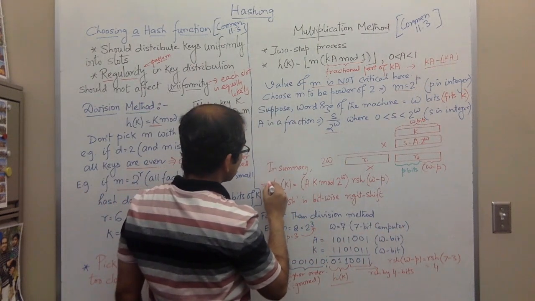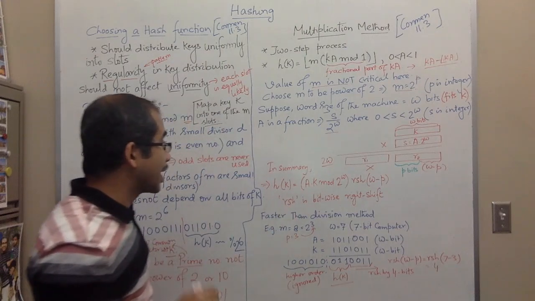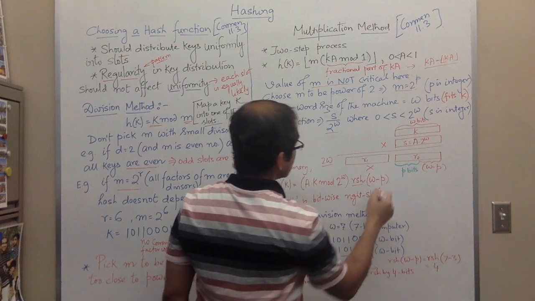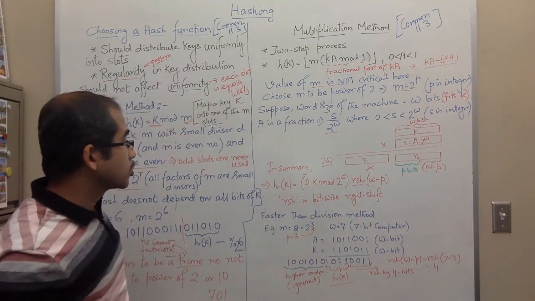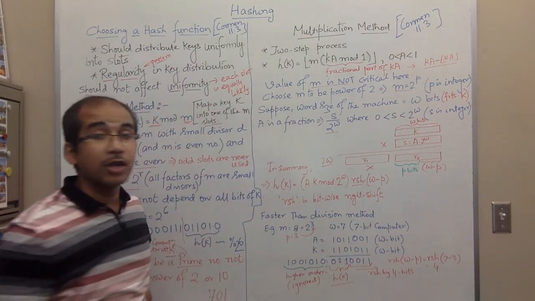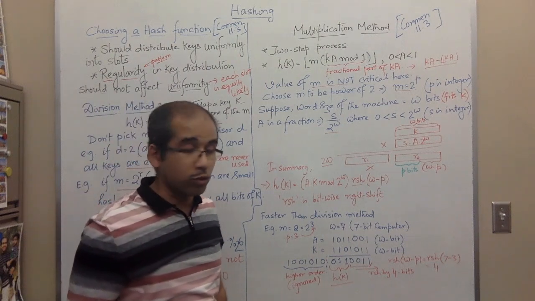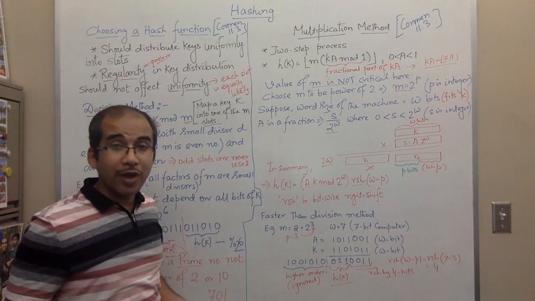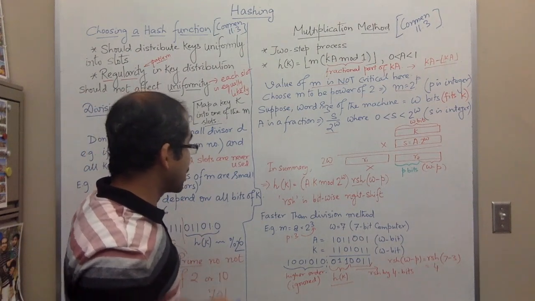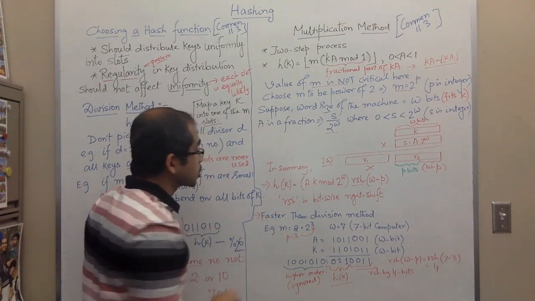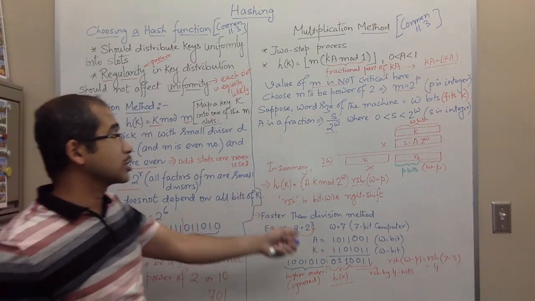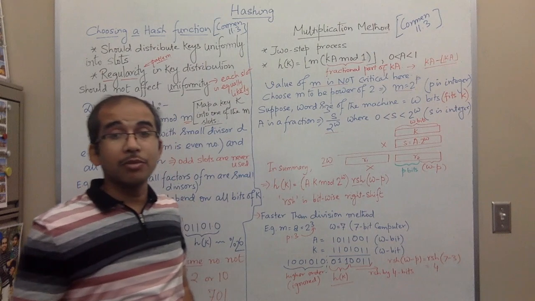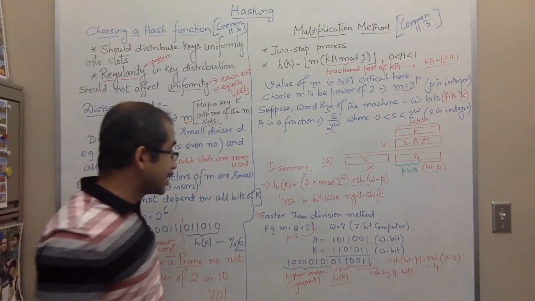So it is also represented like that: h of k equals a times k mod 2 to the power w, right shifted by w minus p bits. RSH is a bitwise right shift, which most computers already support. So it's much easier. The multiplication method executes much faster in a computer than the division method, because operations like w-bit multiplication and right shift can be done very easily in most computers.